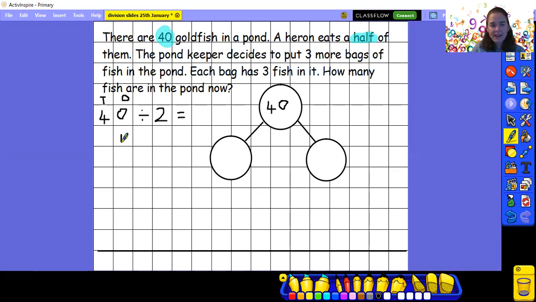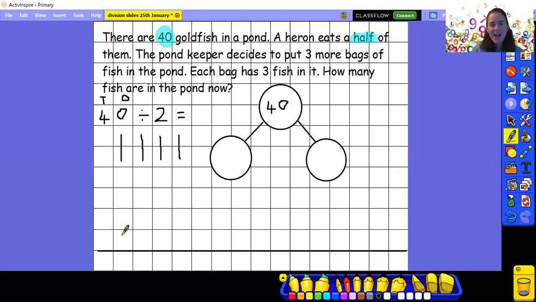You're right, I need to do 4 sticks of 10. So that's 10, 20, 30, 40. So there's my 4 sticks of 10. Now, that's so much easier than having 40 dots, isn't it?